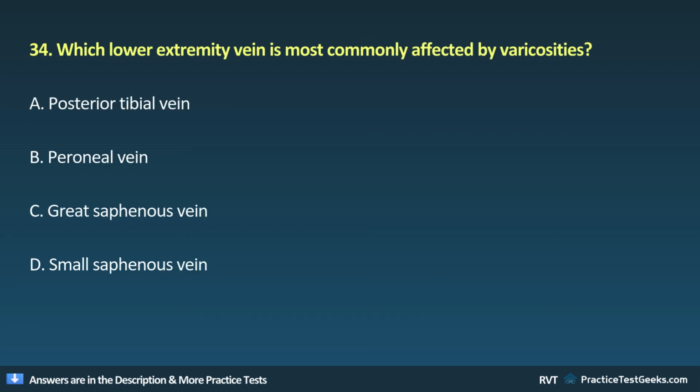34. Which lower extremity vein is most commonly affected by varicosities? A. Posterior tibial vein. B. Peroneal vein. C. Great saphenous vein. D. Small saphenous vein.